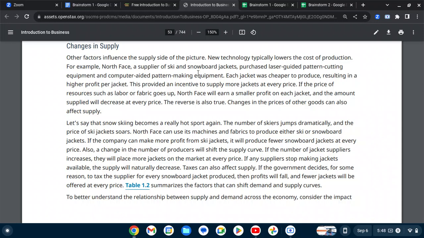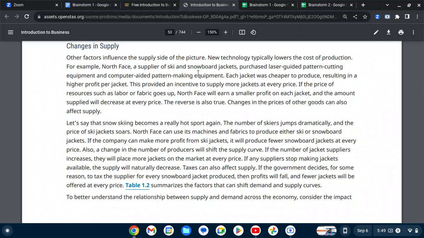If the number of jacket suppliers increases, they will place more jackets on the market at every price. If any suppliers stop making jackets, the supply will naturally decrease. Taxes can also affect supply. If the government decides for some reason to tax a supplier for every snowboard jacket produced, then profits will fall, and fewer jackets will be offered at every price. Table 1.2 summarizes the factors that can shift demand and supply curves.